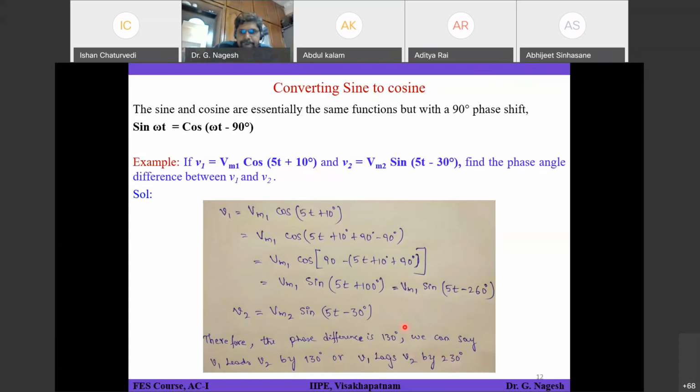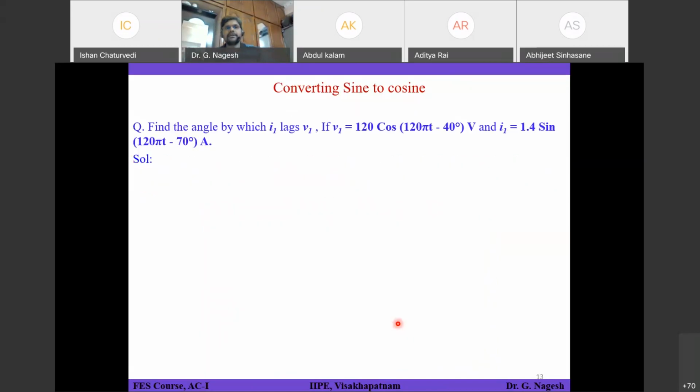Yes, sir. So this you might have already studied, but I want to give you a brief idea. First thing is you have to convert both into the same function, whether sine or cosine. Both should have the same frequency. That means omega t should be the same in both cases, and both should be positive. Okay, then only you can compare the phase angles between the two. So I have converted that and found the phase angle difference is 130 degrees, and V1 leads V2 by 130 degrees. Okay, so now try to solve this.